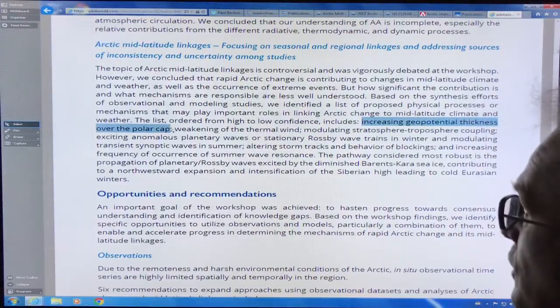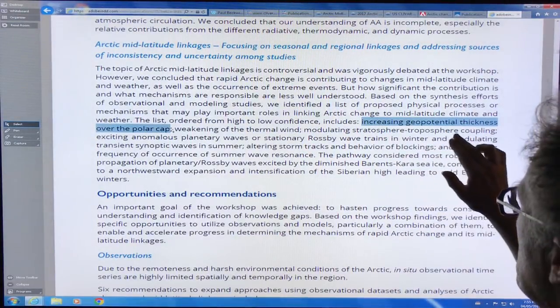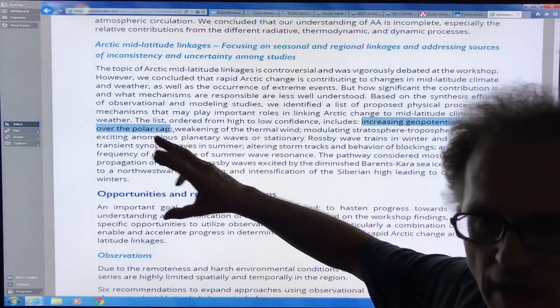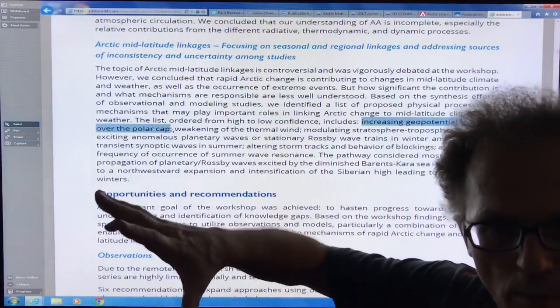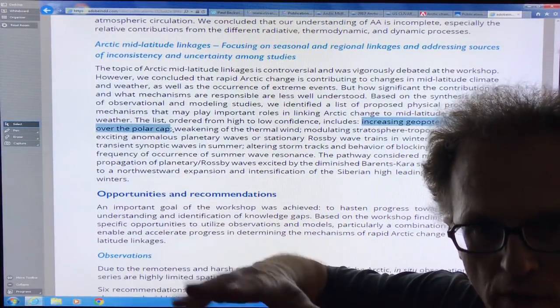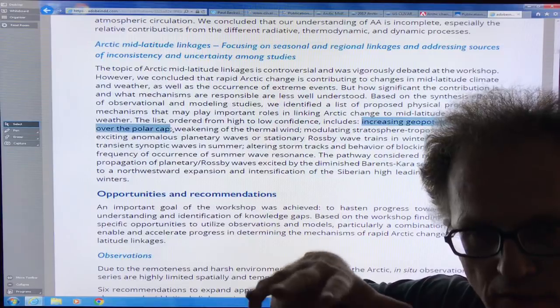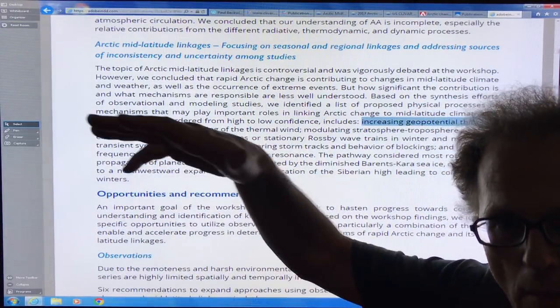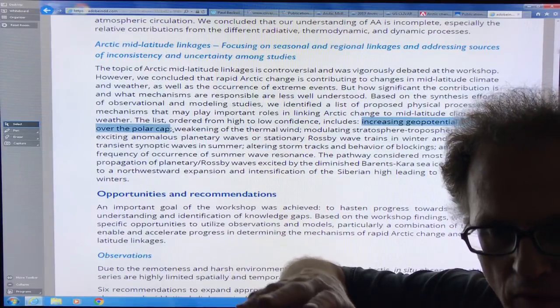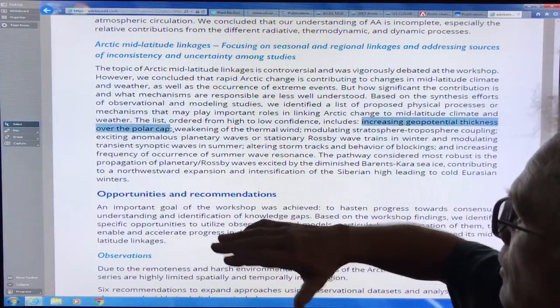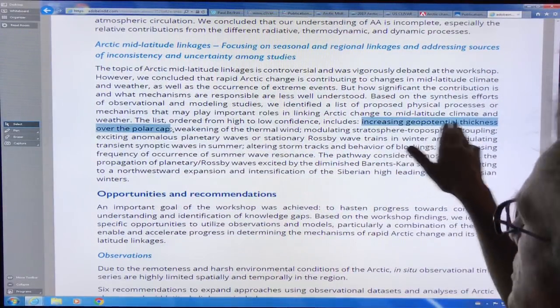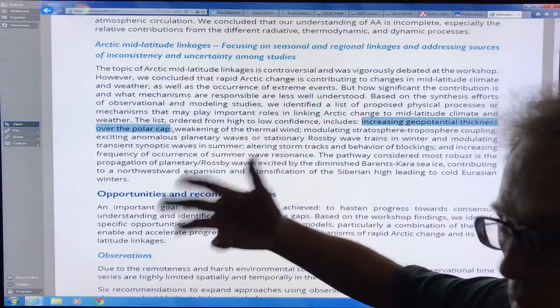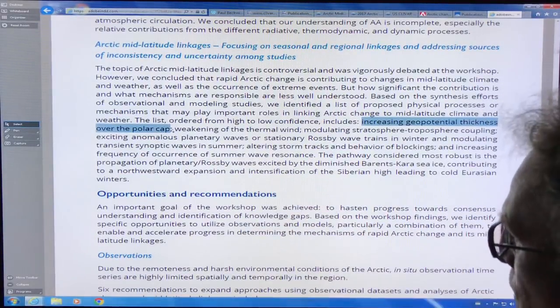Okay, there's a difference. So, increasing geopotential thickness over the polar cap: the Arctic is warming, and because it's warming, you have to have more air to reach a certain pressure. So you have to go up higher. The air is thinner, it's hot, it expands. So increasing geopotential thickness over the polar cap means the polar cap is warming.